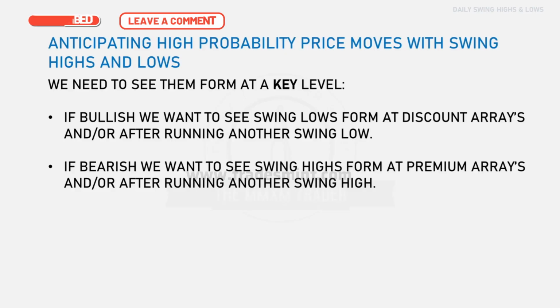So if we are bullish, we want to see a swing low form at a discount array and/or after running another swing low, and if we are bearish, we want to see a swing high form at a premium array and/or after running another swing high.